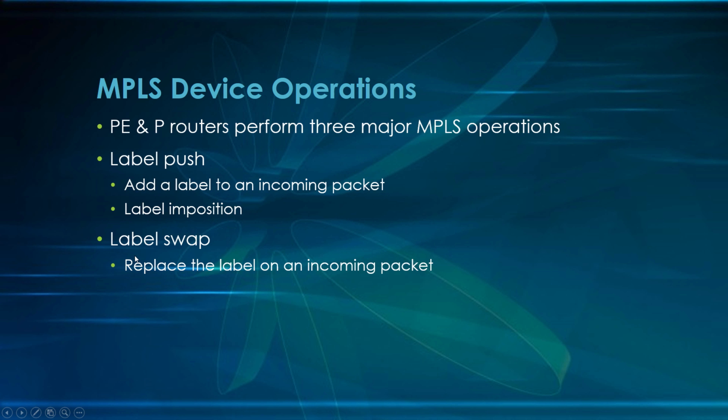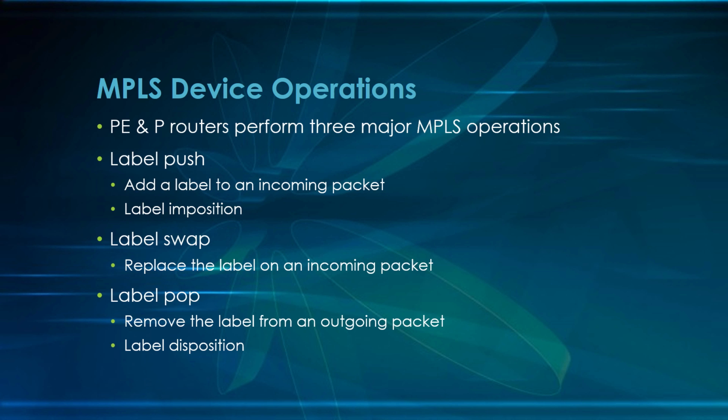The label swap, on the LSR, the label switching router, replaces the label on an incoming packet. So it receives it in and then swaps it for another one. This is referred to as the swap operation. And then you have the label pop, which removes the label from an outgoing packet, and it's referred to as label disposition. This is where you're at the penultimate pop, or the next to last router in the label switch path.